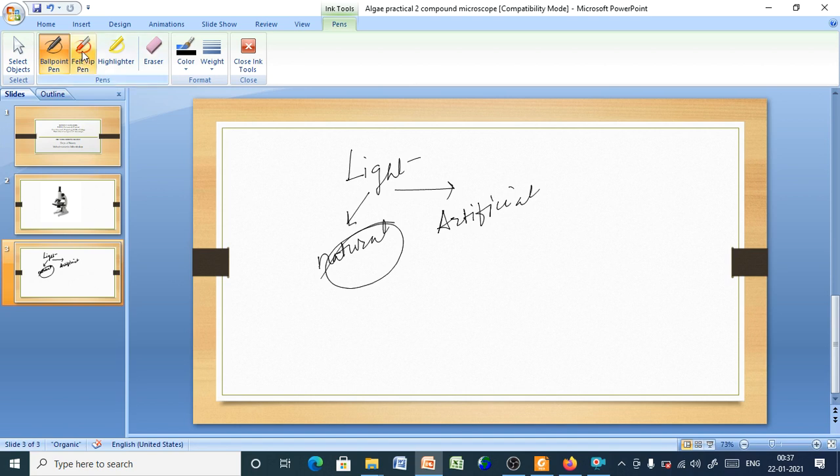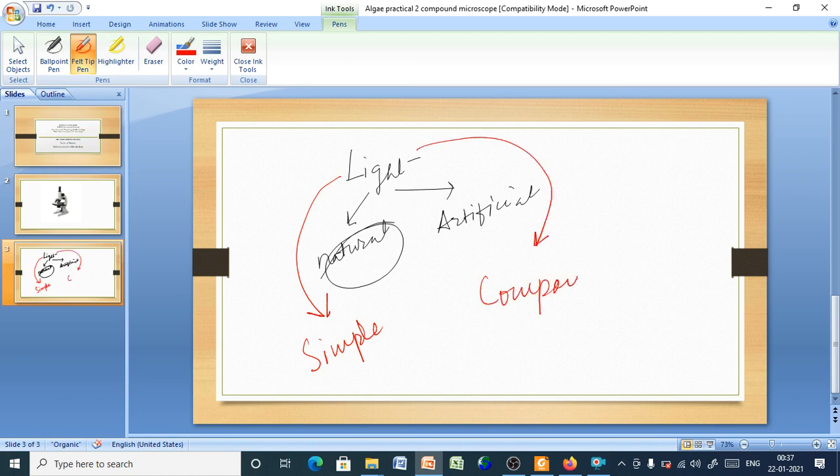So usually this light microscope is of two types. First one, simple microscope, and the second one, a compound microscope. Today I include the structural details for your basic understanding.